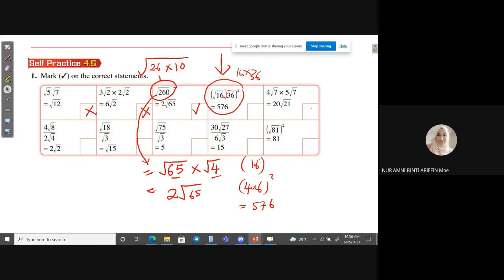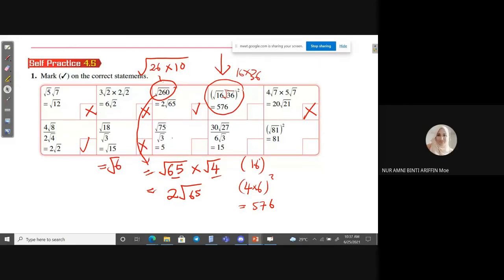Okay, this one correct or wrong? Correct. Okay, 4 divided by 2 becomes 2, 8 divided by 4 becomes 2. Yes. Okay, this one correct or wrong? Wrong. Should be surd 6. Square root of 6 lah. Yalah, surd lah.